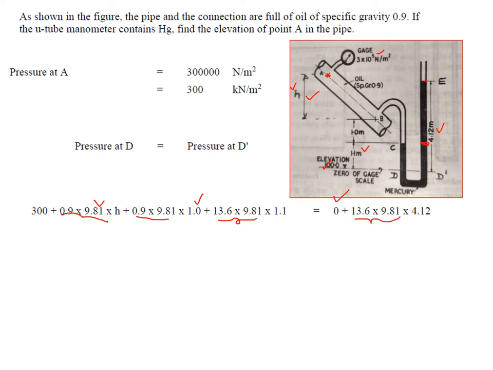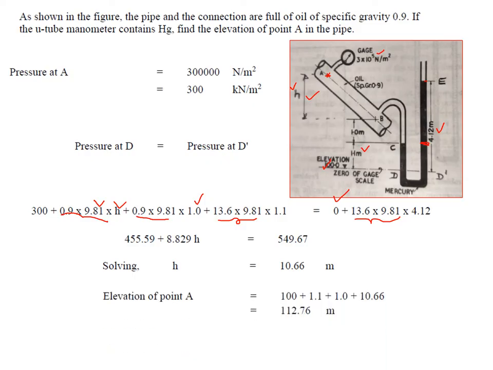So now we have written the manometric equation. The only unknown is H, so it gets solved. Solving, we get H equals 10.66 meters. Therefore we can find the elevation of point A. For the elevation of point A, you start from D and move upwards to A. So the elevation of point A is 100 plus 1.1 plus 1 plus H. H is 10.66, so the elevation of point A is 112.76 meters.